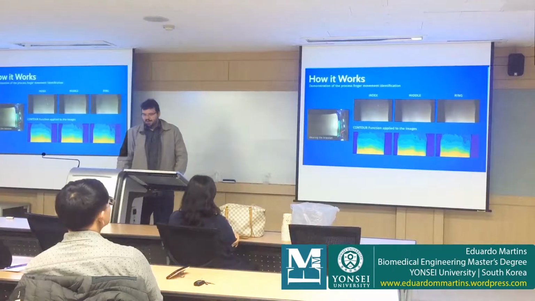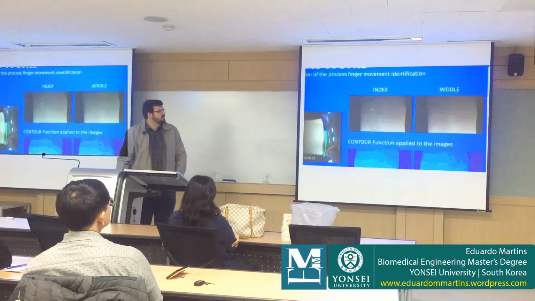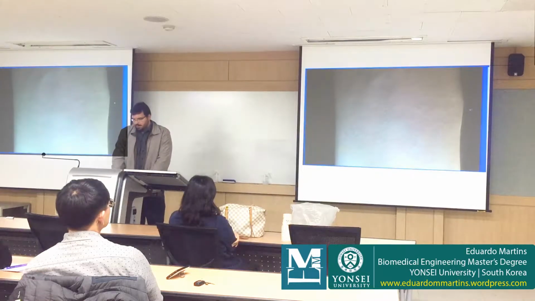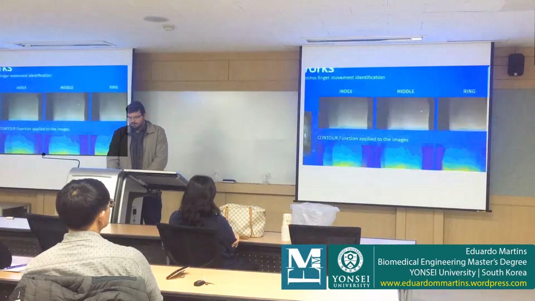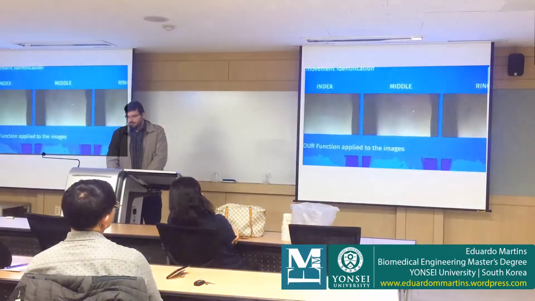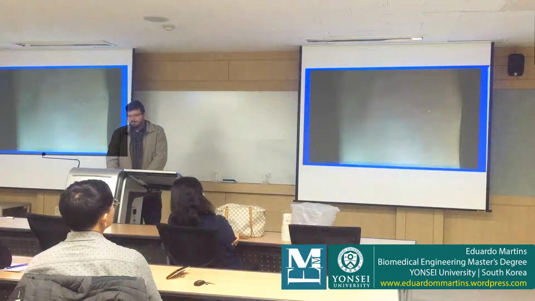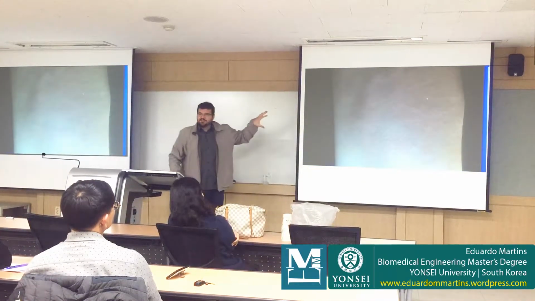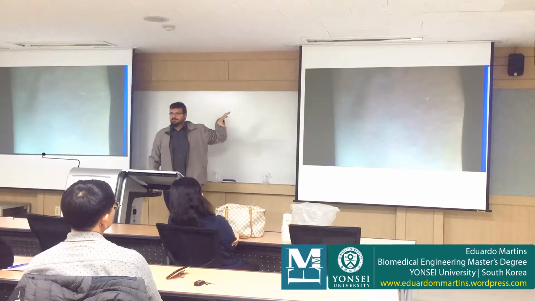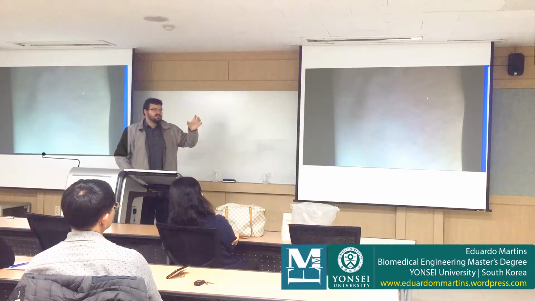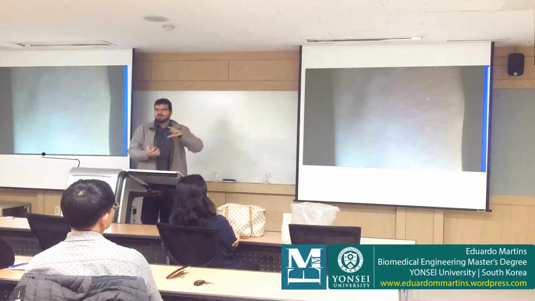For example, here I have the index picture. When you move the index, and I have the middle, there's a little bit of change. And when you move your ring finger, there's another pattern. This is a very soft change. That's why I have to use the MATLAB function contourf. If I use this function, I can get the outlines of the shadows, like a topography.